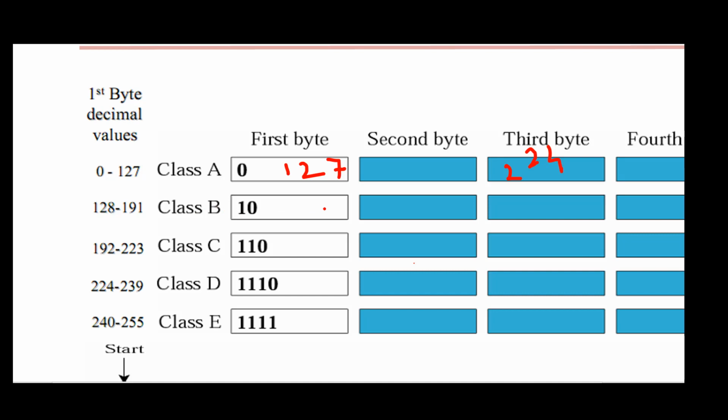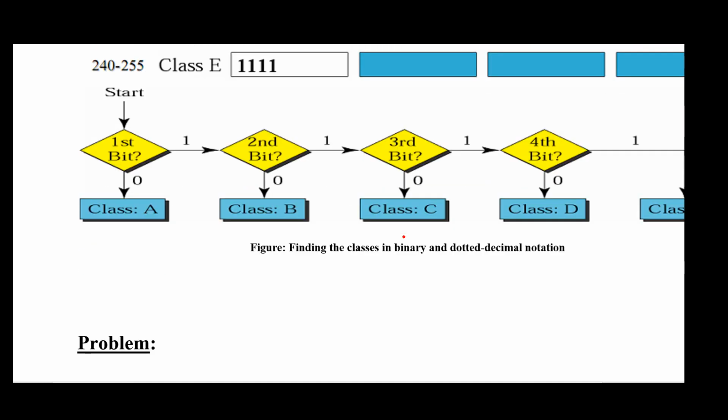Okay, so when I come to class B, that will be around 16,000 networks and 65k hosts. When I come to class C, there is a huge number, around 2 to the power of 21 networks, and only 255 hosts. And in class D, we don't have any concept of network and hosts.